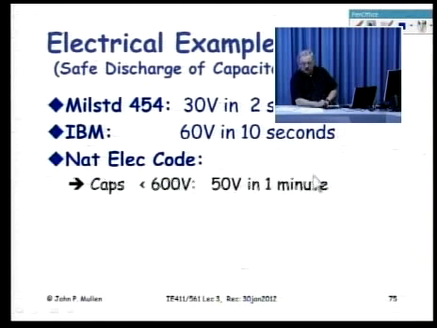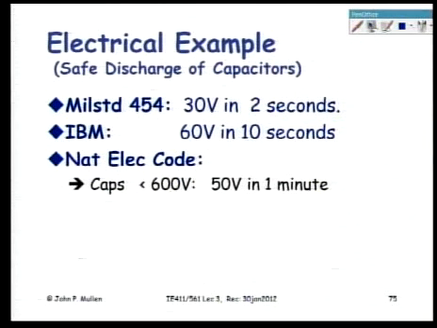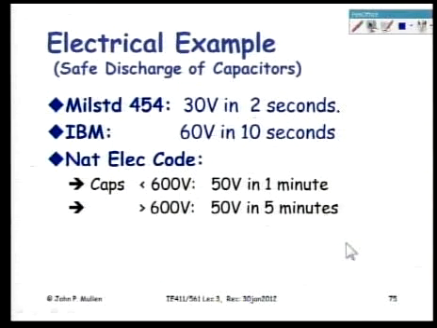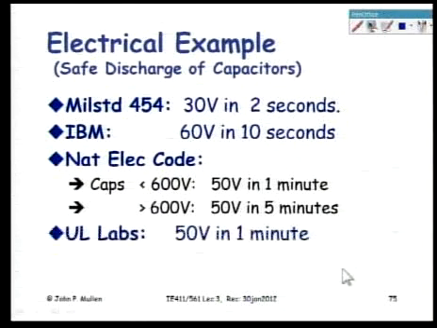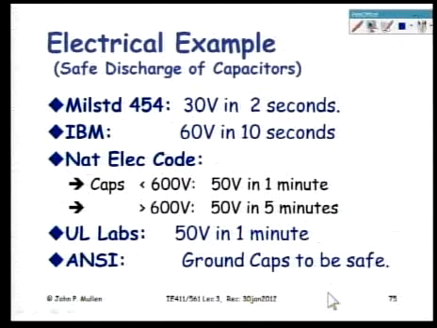National Electrical Code, if the capacitor is less than 600 volts, it has to be reduced to 50 volts in 1 minute. Oh, we're really going bad. And if it's greater than 600 volts, 50 volts in 5 minutes. Okay? Underwriters Labs, 50 volts in 1 minute, regardless of what was on it to begin with. So what does ANSI say? Just ground them. Don't take any chances. Just put a probe on them and make sure there's no voltage, because who knows what standard was followed when they set this thing up. You see the problem?